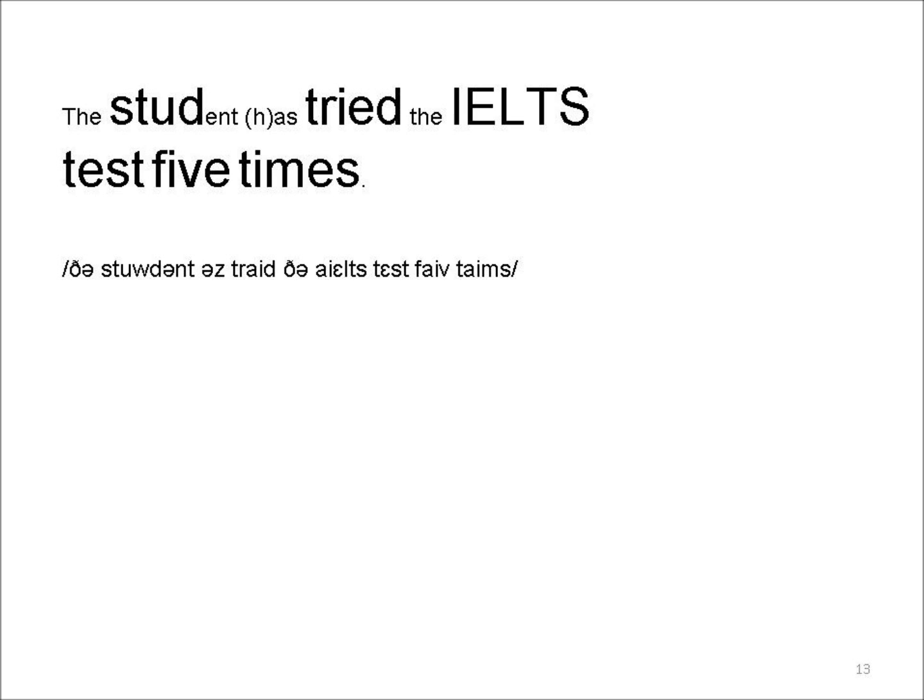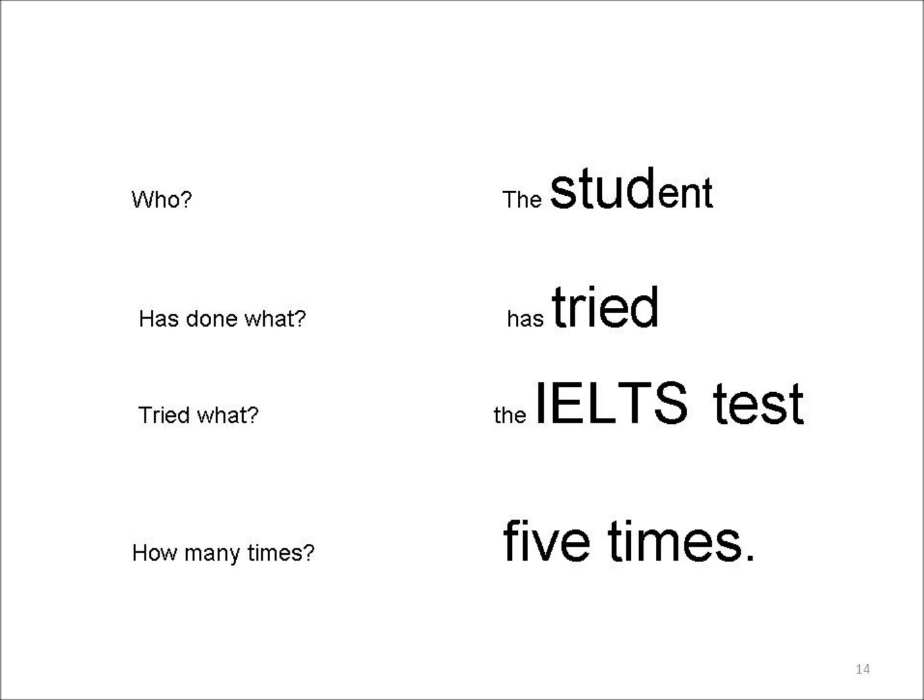And you can see I've given you the IPA transcription so that you can see how I normally say that particular sentence. We have 4 phrases in this sentence, and each one of those phrases is necessary for delivering meaning. The first phrase, the student, tells us who. The second phrase, tried, tells us what they've done. The third phrase tells us what it is they have tried, the IELTS test. And the last one, how many times? 5 times. The student has tried the IELTS test 5 times.